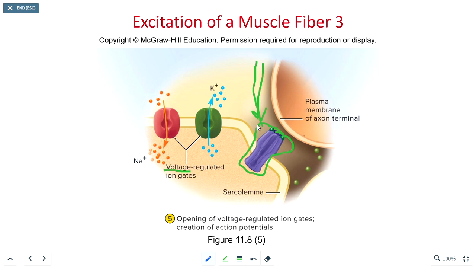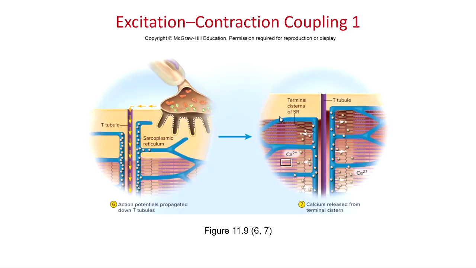And that triggered initial change in voltage causes a downstream change in voltage, which is then going to cause additional voltage-gated channels to open and close. And this is kind of like a domino effect in that we just are going to have a wave of depolarization and then repolarization travel down the cell membrane.